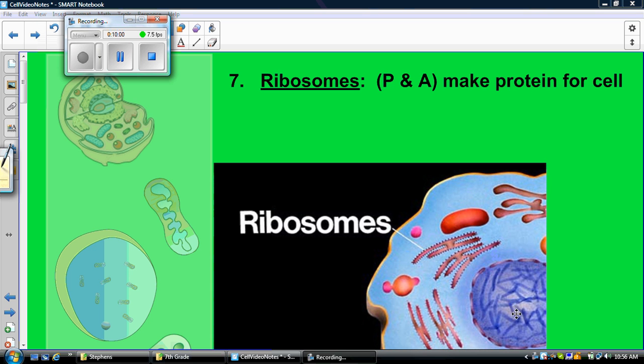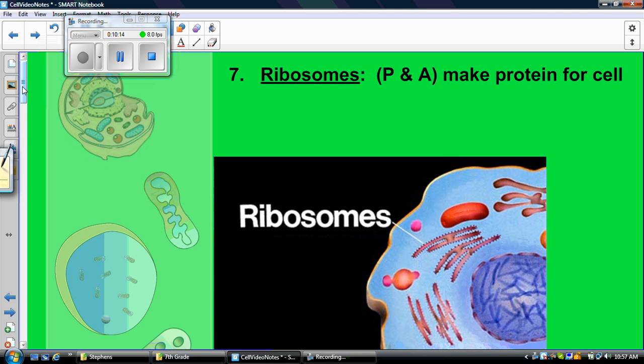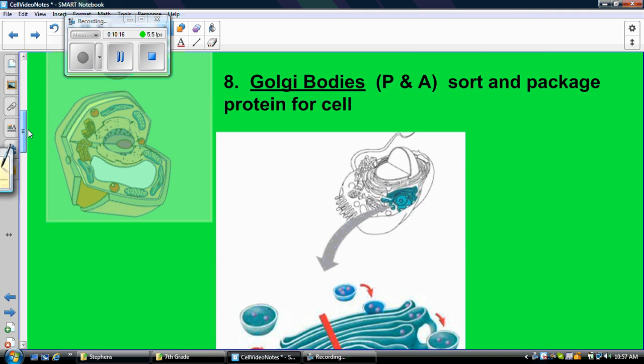Ribosomes actually start out getting made in the nucleus. You know how the nucleus directs all cell activities and controls the cell. Well, it makes the ribosomes, and then the ribosomes get sent out into the cell where they are needed. So that's a ribosome.